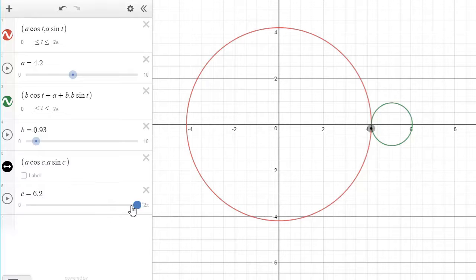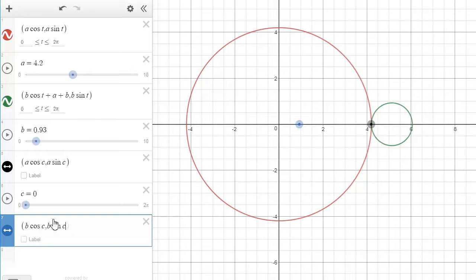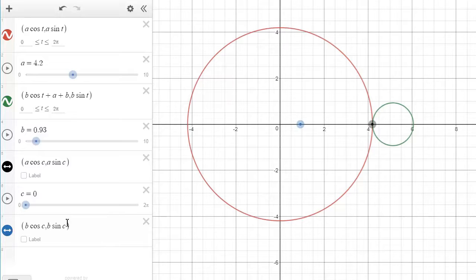Now add a particle to the green circle. That would be B cos C, comma B sine C. Close it off. So now where's our particle? Bear with me. Where's our particle? Oh, wait, change this.